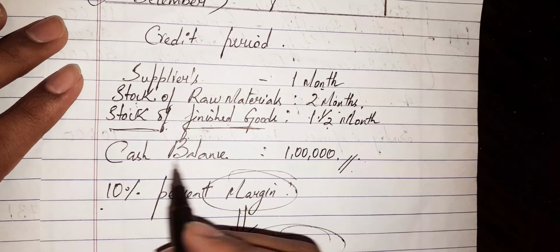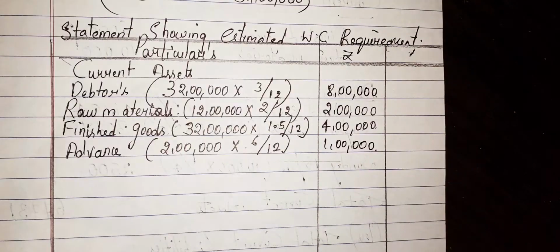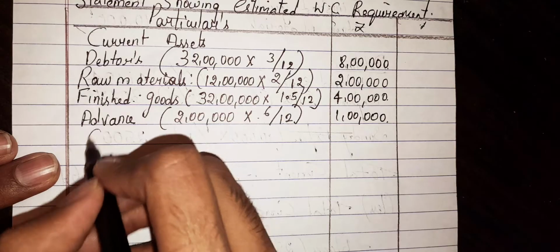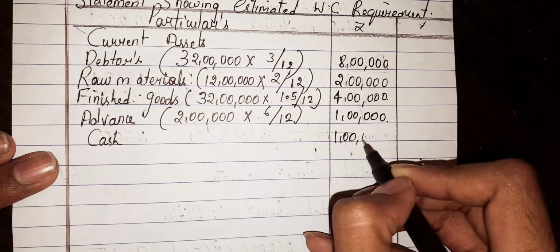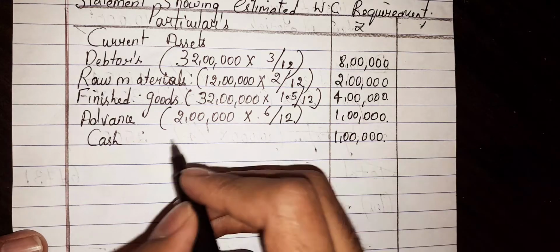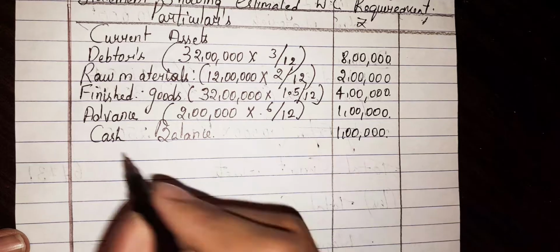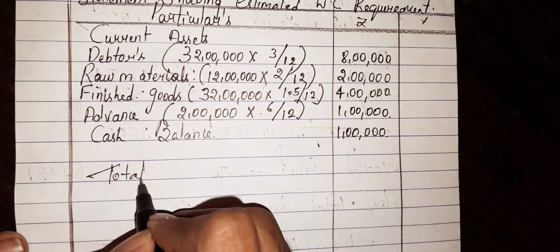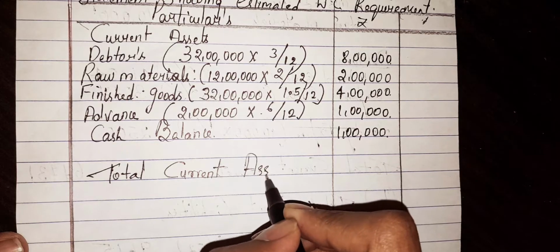Next, in the question they have told that the company had a cash balance of 1 lakh rupees. So cash, 1 lakh rupees. There are no other current assets. So if you add all these items, you will get total current assets.